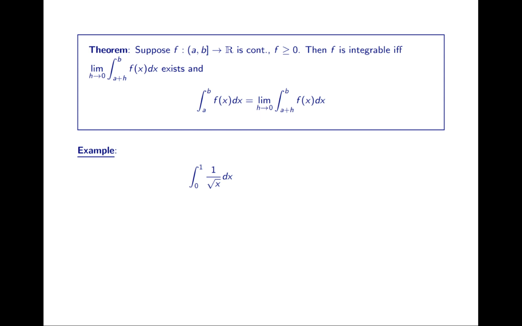So for example, this gives us another way of computing the integral from 0 to 1 of 1 over the square root of x. It's the limit as h goes to 0 of the integral from h to 1. So again, I can take the antiderivative, evaluate from 1 to h, and take the limit as h goes to 0. And I get 2. Of course, we knew that was coming, but we now have another way of doing it.